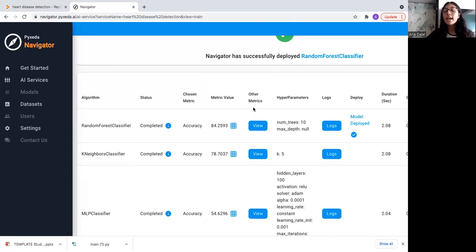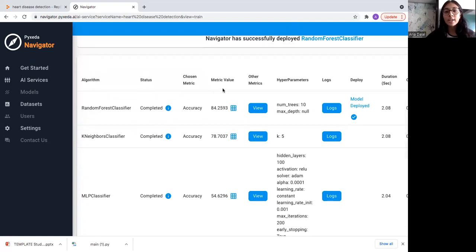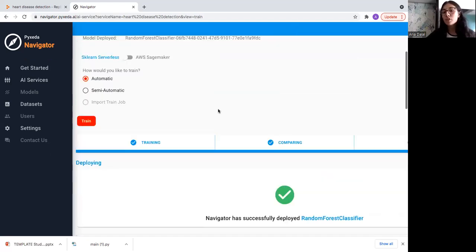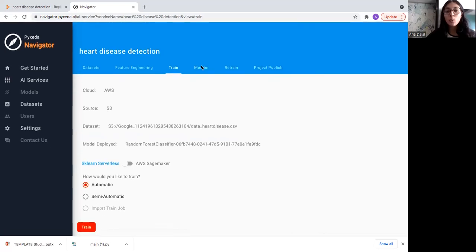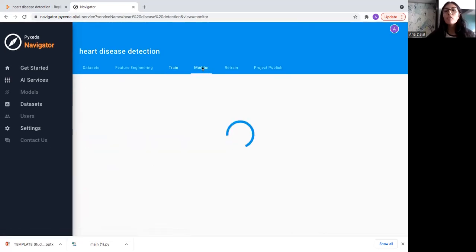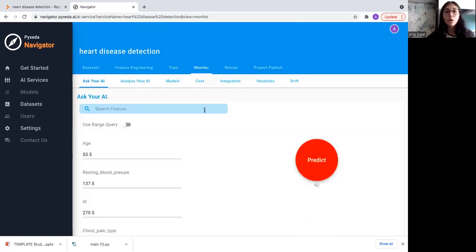So I'm using an algorithm known as random forest classifier. As you can see, in the metric value column, we have a very high accuracy of 84.25. When we compare this to other algorithms, we see that this has the highest accuracy, and so we've taken random forest classifier. In Pixida, we've trained the data sets, and we've been able to get a very high accuracy and a prediction as to whether an individual is suffering from a heart disease or not.